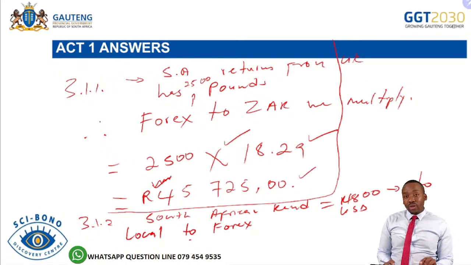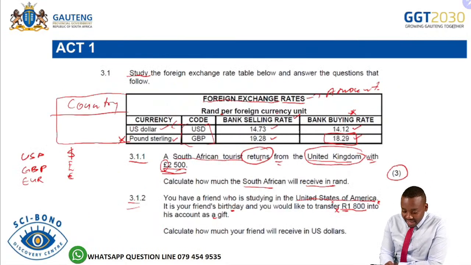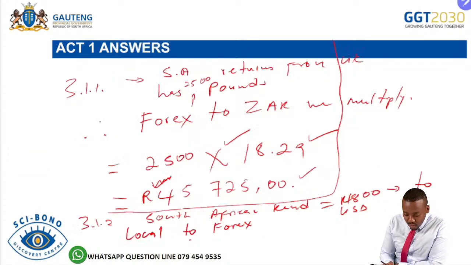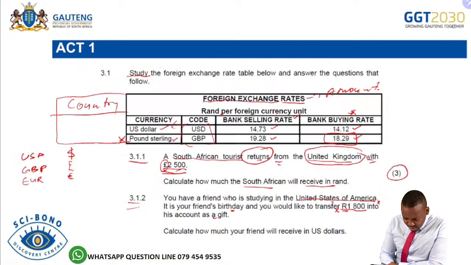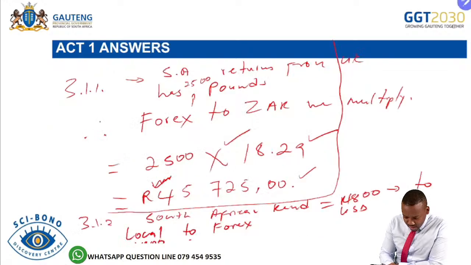But now you need to remember which exchange rate you are using. Now we are going to be using what? BSR, the bank selling rate. So how are you going to do this? You will say 1,800 divided by, how much was it? 14,73. Then what will you have? 1,800 divided by 14,73.